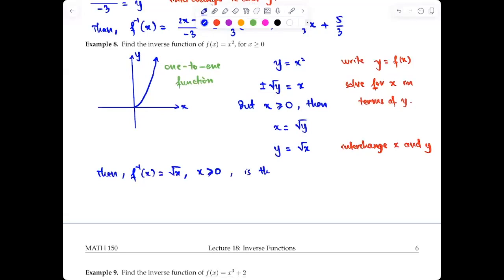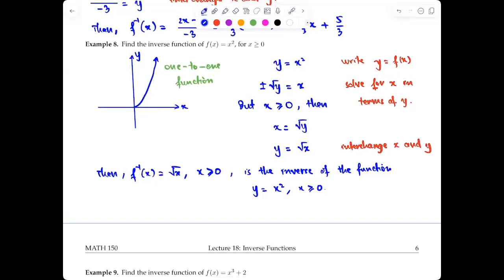This is the inverse of the function y equal to x squared for x greater than or equal to 0. Any questions? Good. All right.